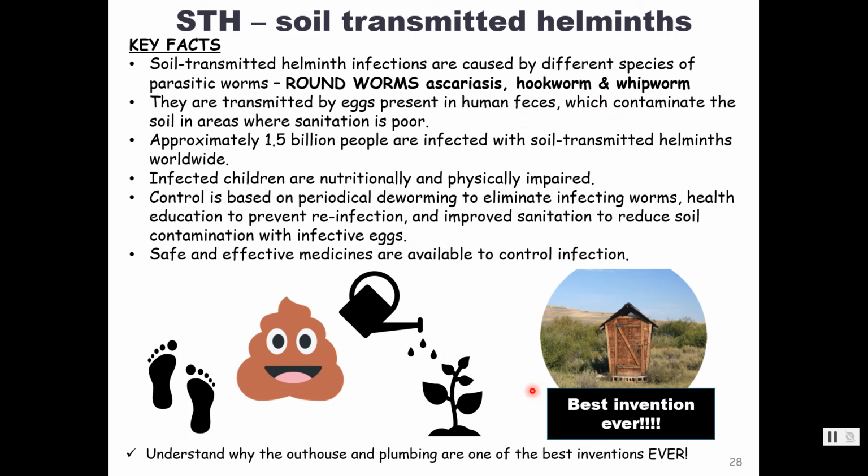And I'm not making a joke, it's actually kind of true. The best invention ever would be an outhouse that sort of restricts the area where humans defecate. Like I said, 1.5 billion, that's a whole lot of people they think are infected with soil-transmitted helminths. And if this infection is in children, it does leave them nutritionally and therefore physically impaired. They don't have the nutrients to grow properly and develop properly.